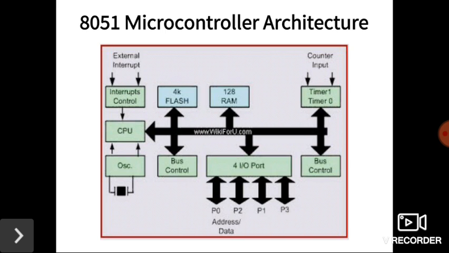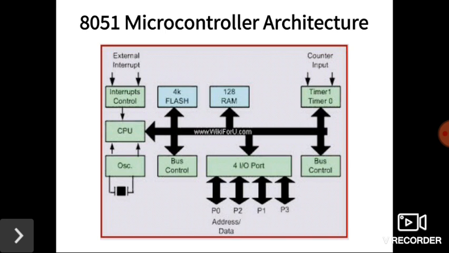Then the next one is input output ports. Normally a microcontroller is used in embedded systems to control the operations of machines. Therefore, to connect it to other machines, devices or peripherals, we require input-output interfacing ports. For this purpose, the 8051 microcontroller has 4 input-output ports to connect it to other peripherals.